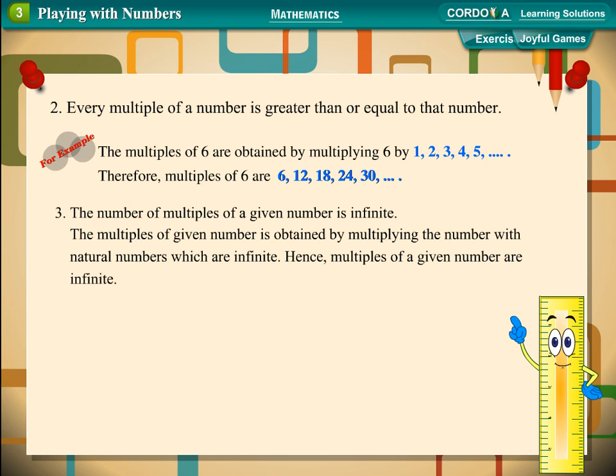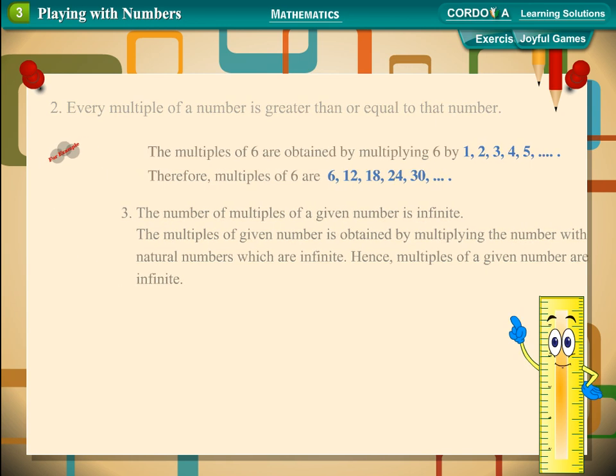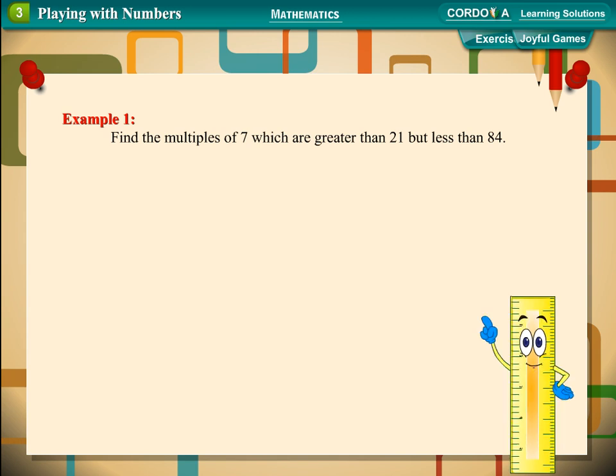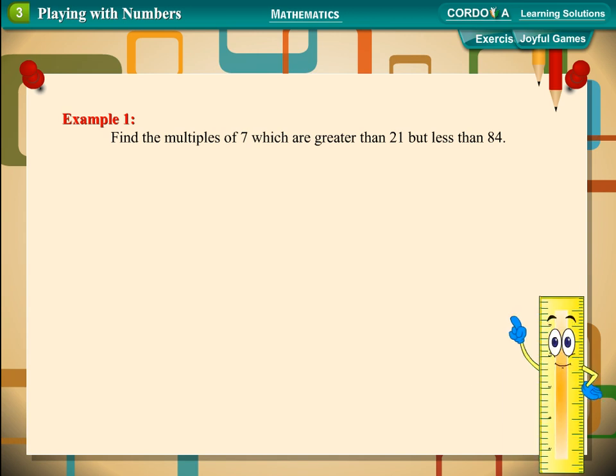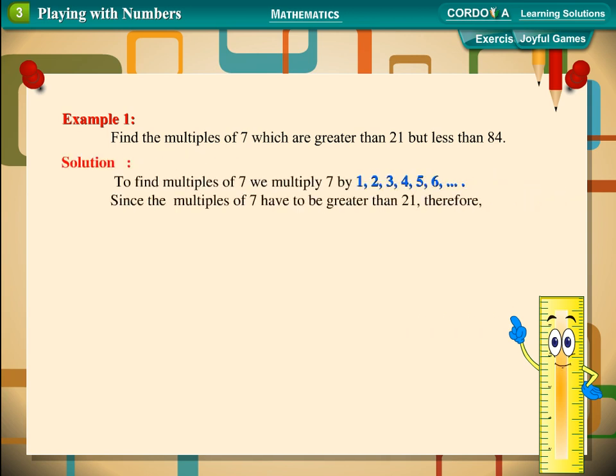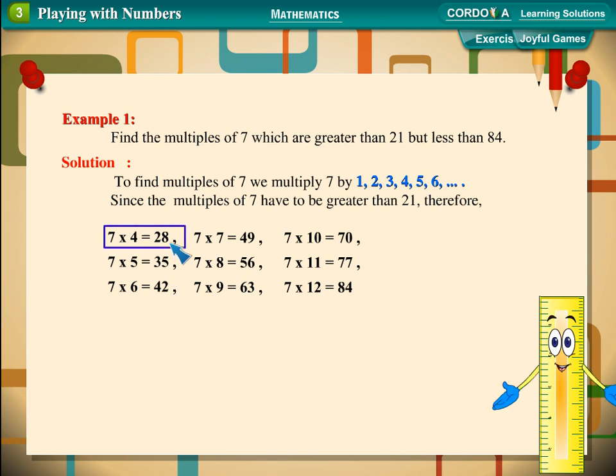Hence, multiples of a given number are infinite. Example 1. Find the multiples of 7 which are greater than 21 but less than 84. Solution. To find multiples of 7, we multiply 7 by 1, 2, 3, 4, 5, 6, and so on. Since the multiples of 7 have to be greater than 21, therefore, 7 into 4 is equal to 28.